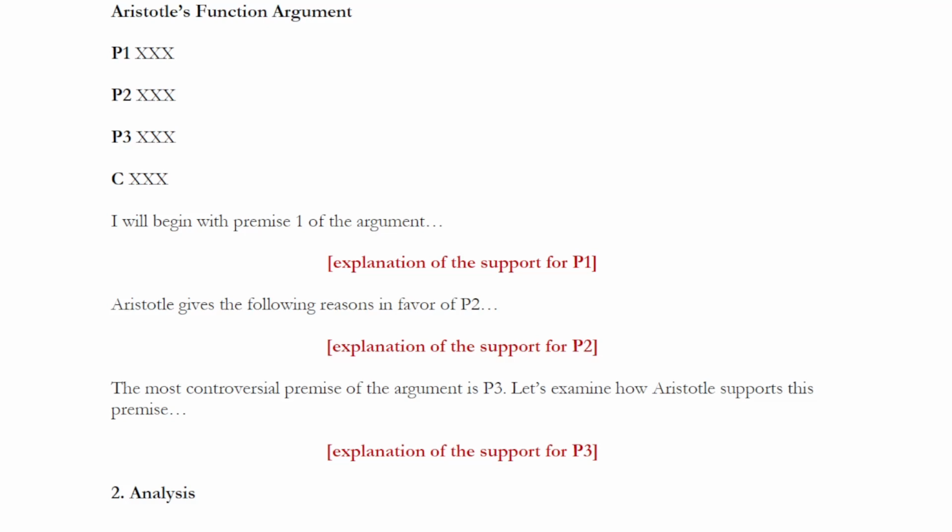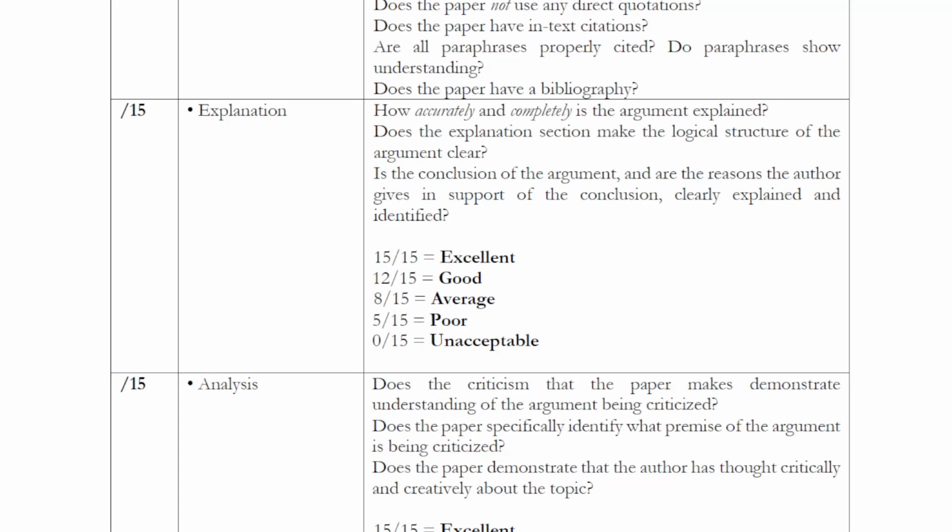Doing this requires putting forth the effort to give a detailed explanation of the support for each of the premises. But in particular, you should take great pains to explain the most controversial premises of the argument. After all, it is likely that these are the premises or the premise that you plan to criticize in your analysis section. Now that we have covered the explanation section, let's take another look at the grading rubric.